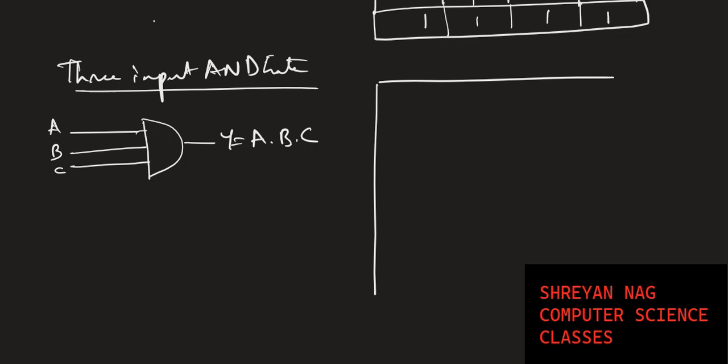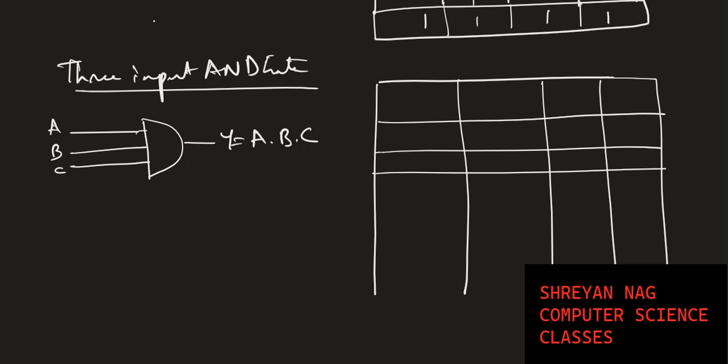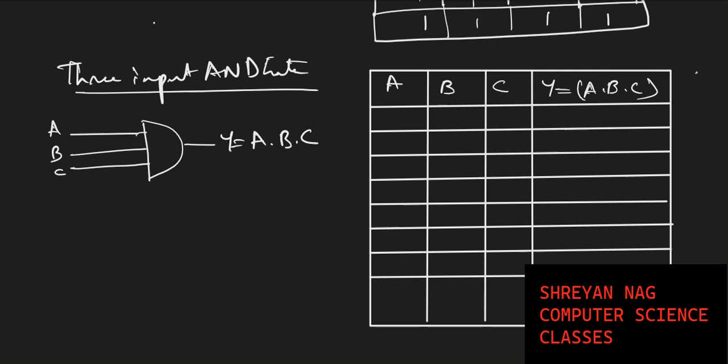The truth table. There will be 8 blocks. Now we have made the truth table. So let us write 0 1 0 1 0 1 0 1, then 0 0 1 1 0 0 1 1, then 4 zeros and 4 ones.